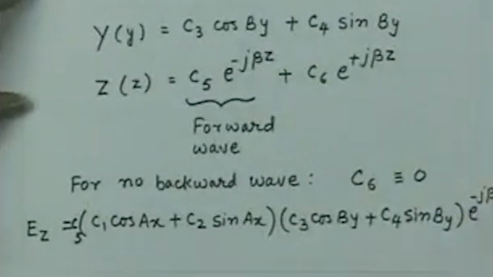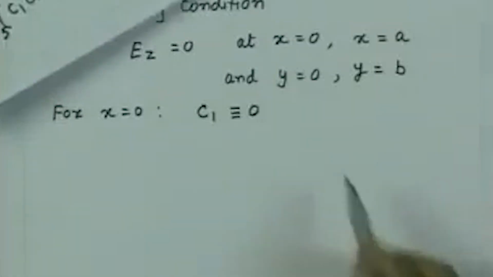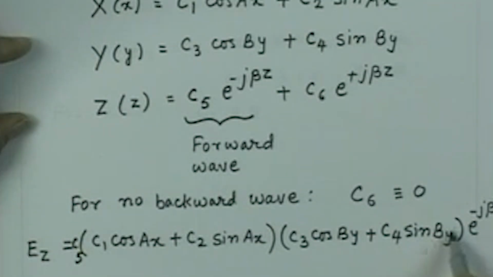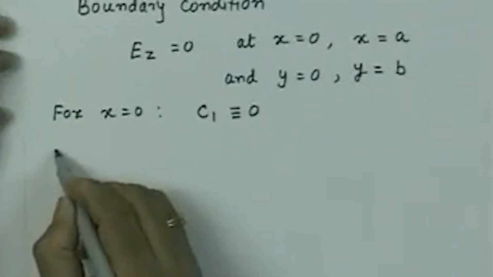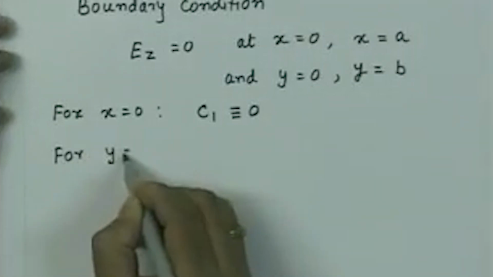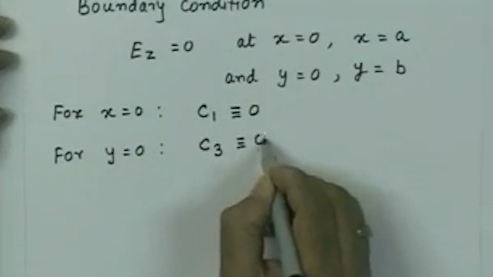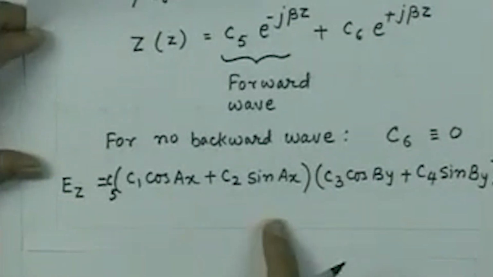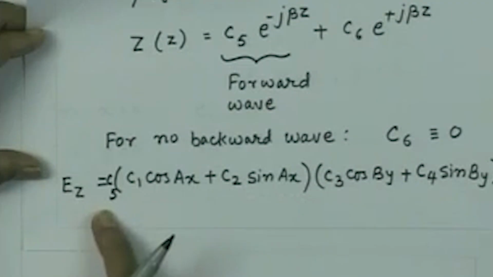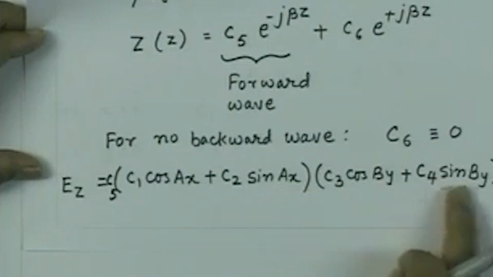Same thing we can do here, since for y equal to 0, again Ez is 0. So, if I put y equal to 0, this quantity will be 0, and then if Ez has to be 0, this arbitrary constant C3 should be 0. So, for y equal to 0, you get the arbitrary constant C3 should be identically equal to 0. Once you get that, then the solution has become C2, C4, C5 sin of Ax, sin of By e to the power minus j beta z.